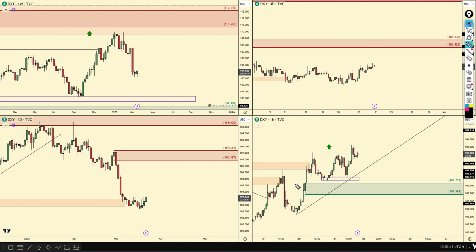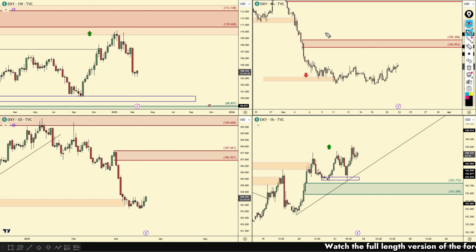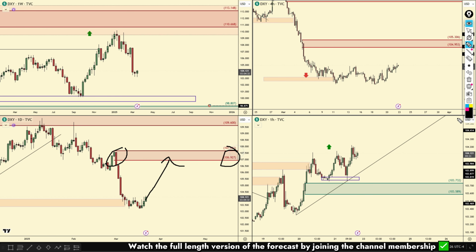So on the dollar, we are watching this 1 hour trend line to the upside, seeing if that can hold. Then our next stop is the 4 hour supply at 104.95, where we can hesitate and maybe get a small move to the downside before eventually pushing up to the 106.92 area.